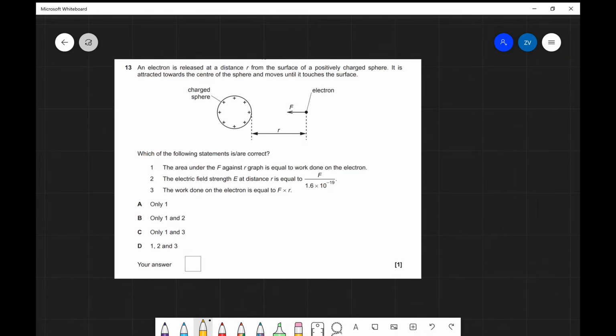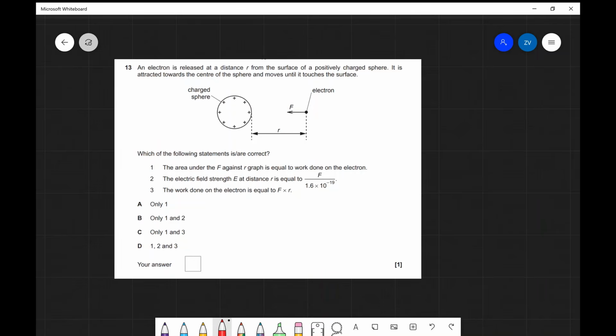Question 13. We're almost there, guys. Just a couple more questions to go. An electron is released at a distance r from the surface of a positively charged sphere. It is attracted towards the center of the sphere, and it moves until it touches the sphere. So we have an electron pulled by force F, and this moves towards it, hitting the charged sphere. Which of the following statements are correct?